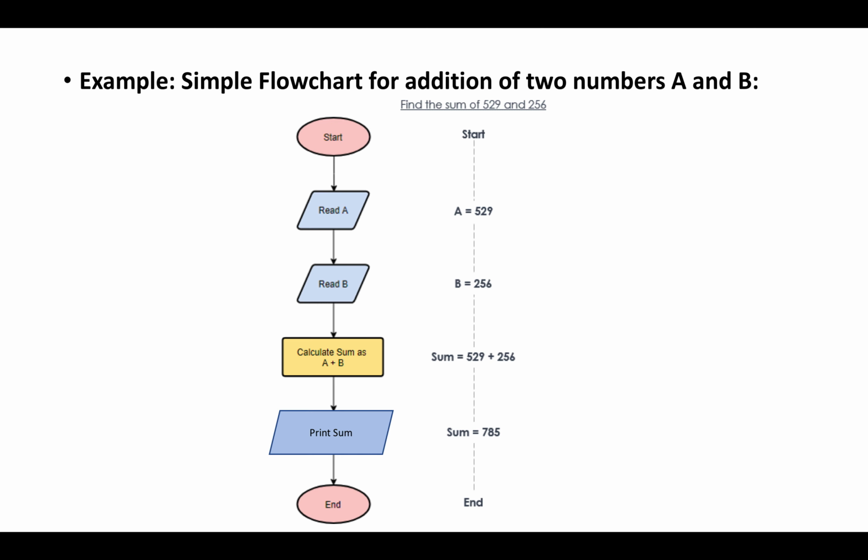Now consider two numbers, the example given is 529 and 256. Start. Then we read the two numbers a and b, 529 and 256. The flow is represented on the right hand side, and sum is equal to 529 plus 256, the sum of two numbers a plus b, and their sum comes out to be 785, which is printed on the screen, followed by the end statement.